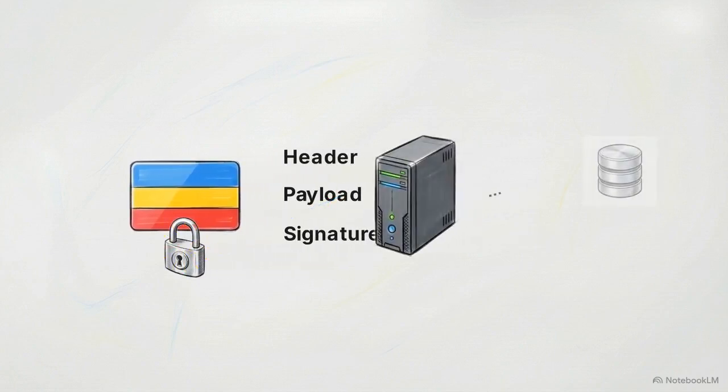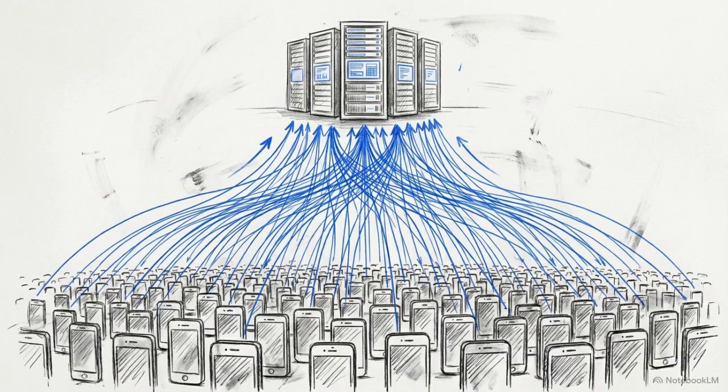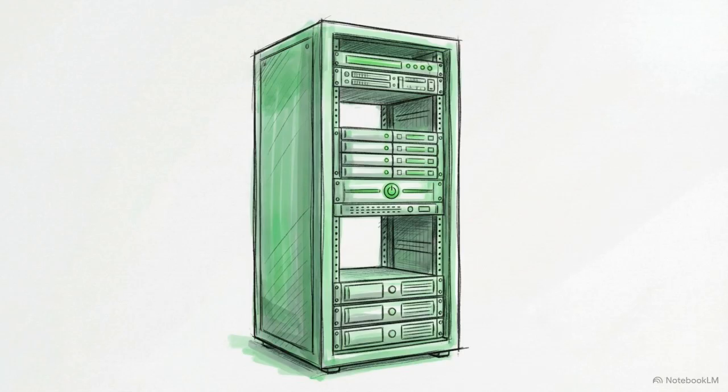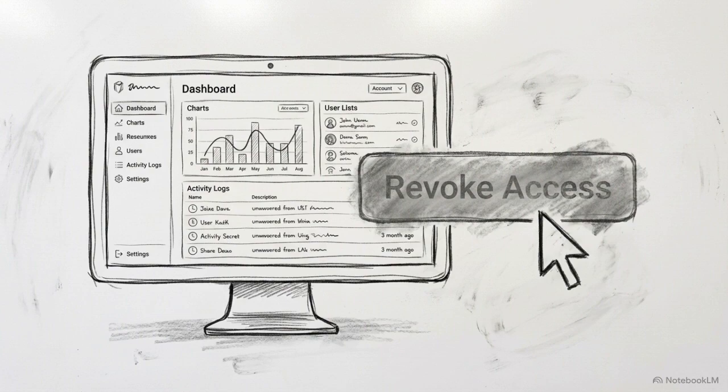This removes a bottleneck. The server avoids querying a database for sessions. Verification is handled entirely by the token itself. This creates a stateless architecture, allowing web and mobile apps to handle thousands of concurrent users without placing a heavy load on back-end database resources. The trade-off is a lack of immediate control.